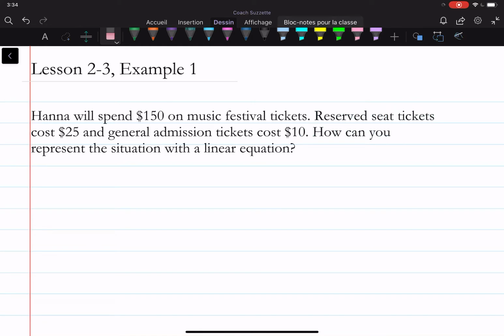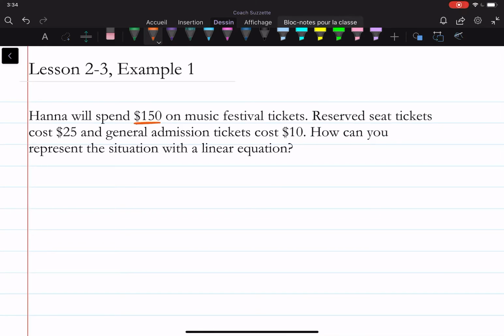Okay, well, there's a lot of information, so let's break it down. So Hannah will spend a total of $150 on two kinds of tickets, right? There are the reserved seat tickets, which cost $25, and then there are the general admission tickets, which cost $10.